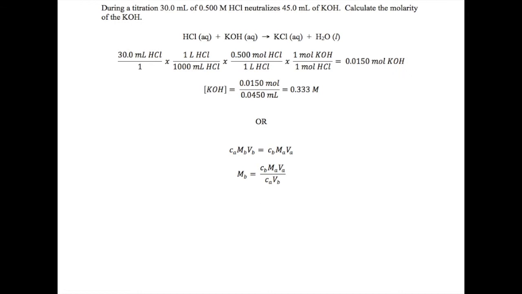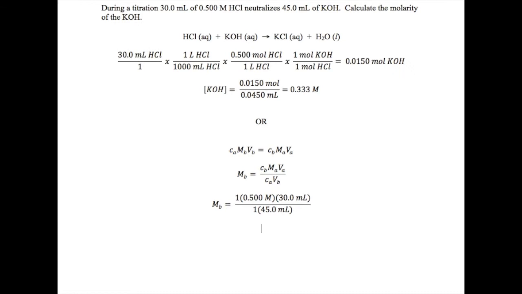Therefore, we need to rearrange and solve this equation for Mb. In doing that, we divide both sides of the equation by CaVb. And we have that Mb equals CbMaVa divided by CaVb. Next, we substitute the numbers in.